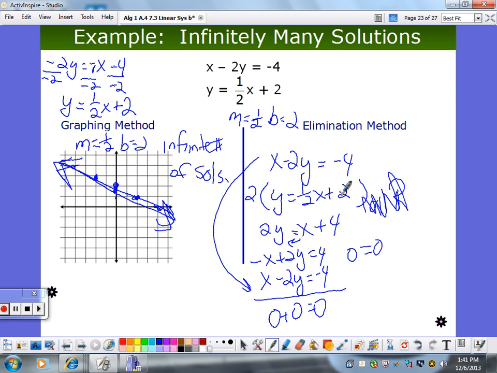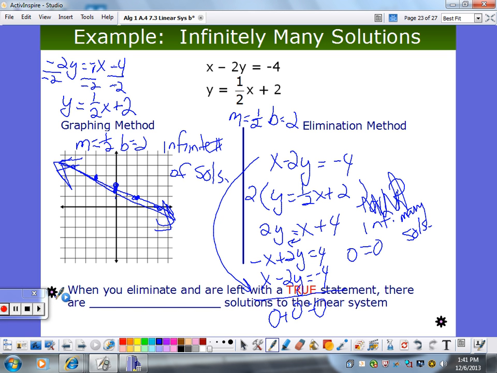Well, not all real numbers. It means, well, yes, but there's infinitely many, right? There's infinitely many solutions. I'd rather say that. Because we're looking for the x's and y's that work. So when you eliminate and you're left with a true statement, that's what it says under here. You're left with a true statement. There are infinitely many. Let's see if I can get this to work. There it is. There are infinitely many solutions.